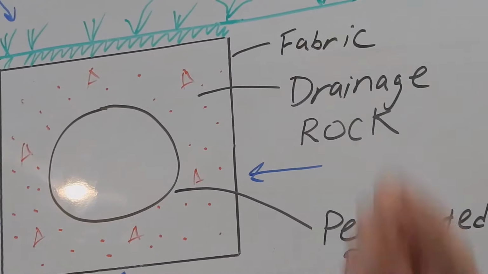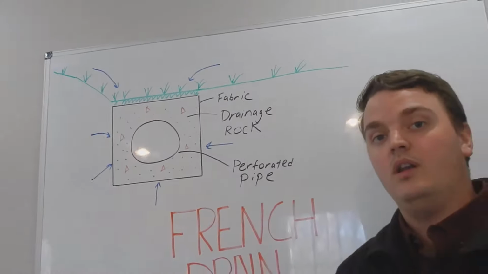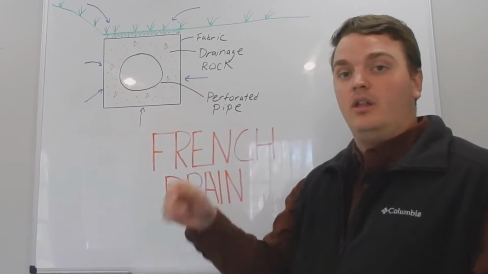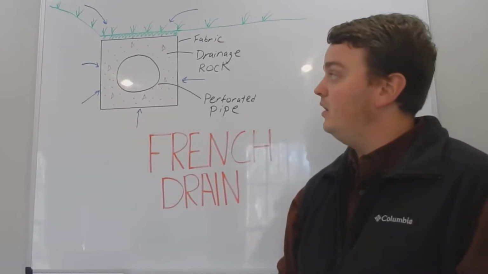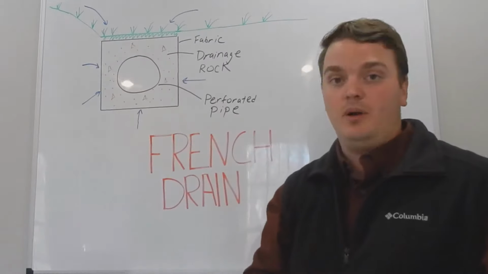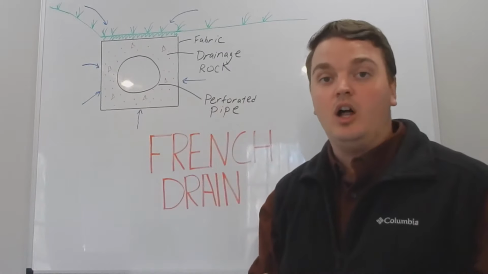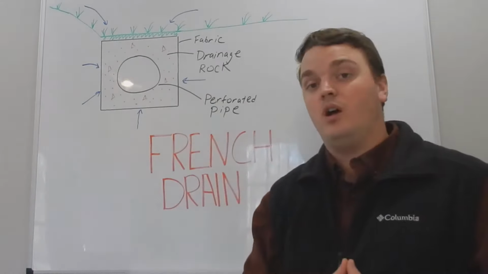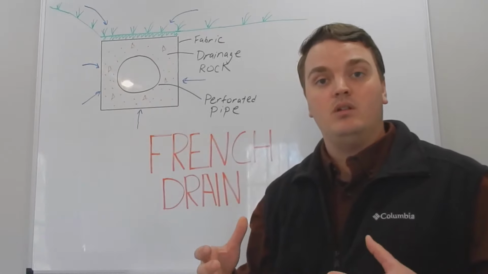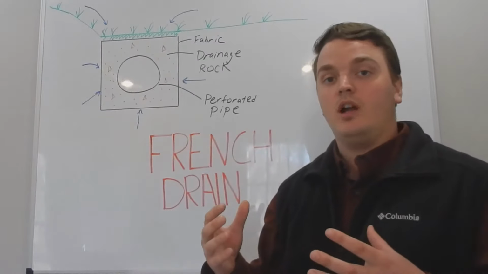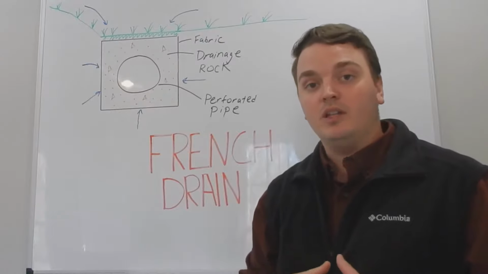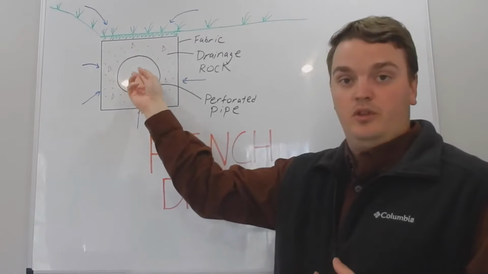So the fabric is used for a couple of reasons. One is to separate the drainage rock from the dirt. Now the reason why you want to do that is so all the dirt and sediment does not get into this perforated pipe or this drainage rock and clog up your system. The drainage rock is used to create a volume in the trench. So what we're trying to do here is fill this trench up with as much water as we possibly can, and it will be conveyed through this pipe.